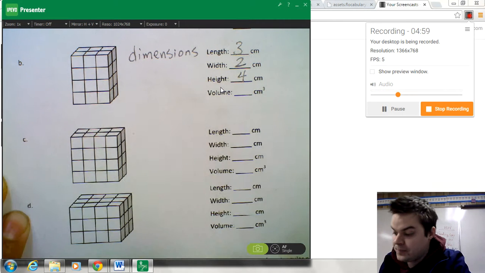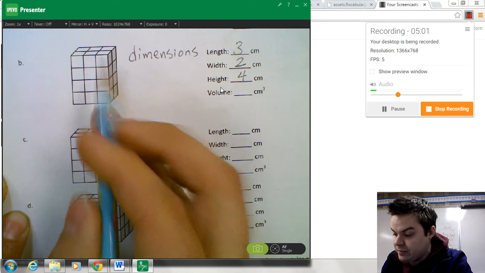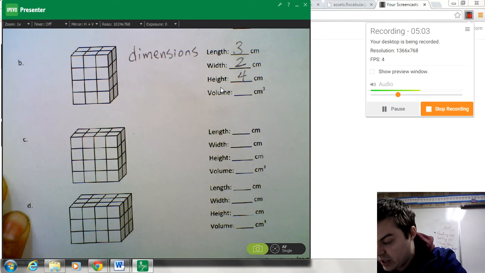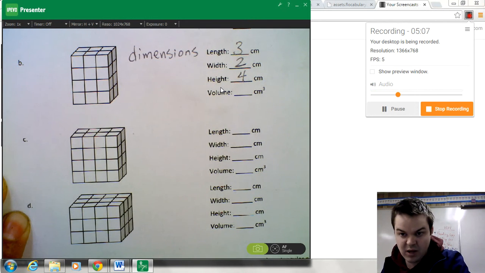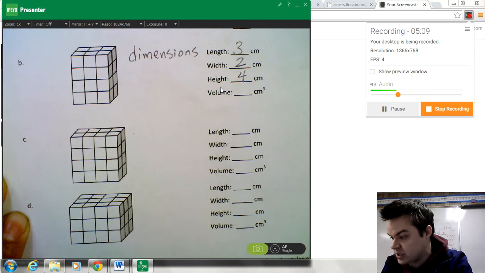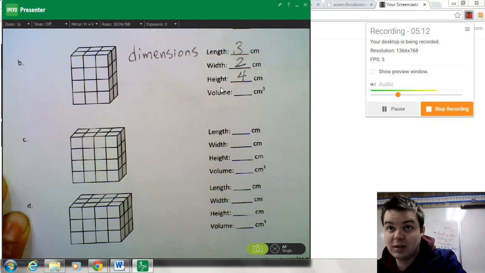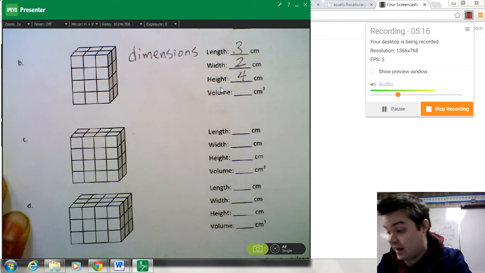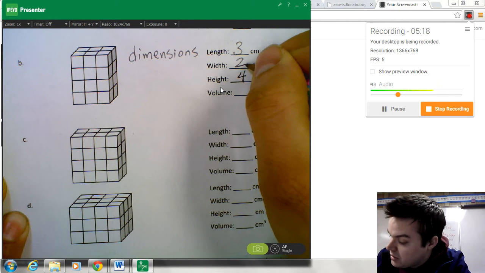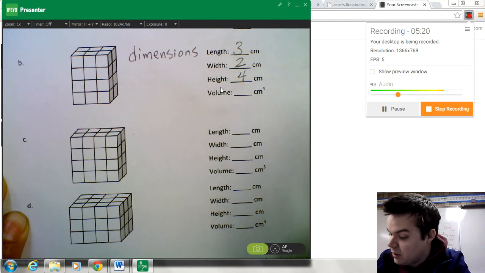Now, if I find one layer, I'm basically finding the area of the base of the shape, the bottom of the three-dimensional shape. Now, you've been finding area for a long time. How do you find area? Length times, you should be saying width. Yeah. So length times width. Now, you're going to multiply the base and then multiply it times the height.